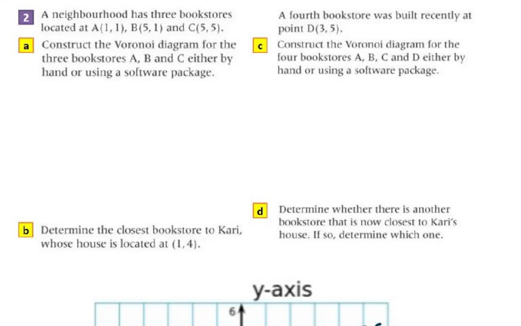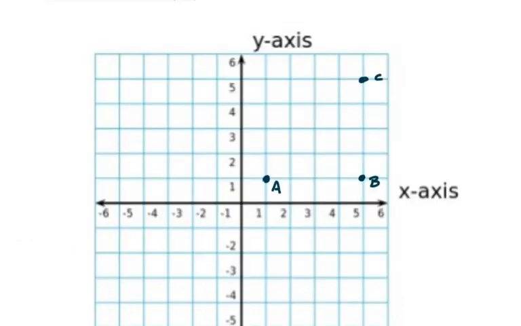Okay, so we're going to look at drawing some Voronoi diagrams and interpreting them. So we'll start with 2A. I've already plotted the points. So let's find some perpendicular bisectors. I'm going to start by finding the perpendicular bisector of A and B.